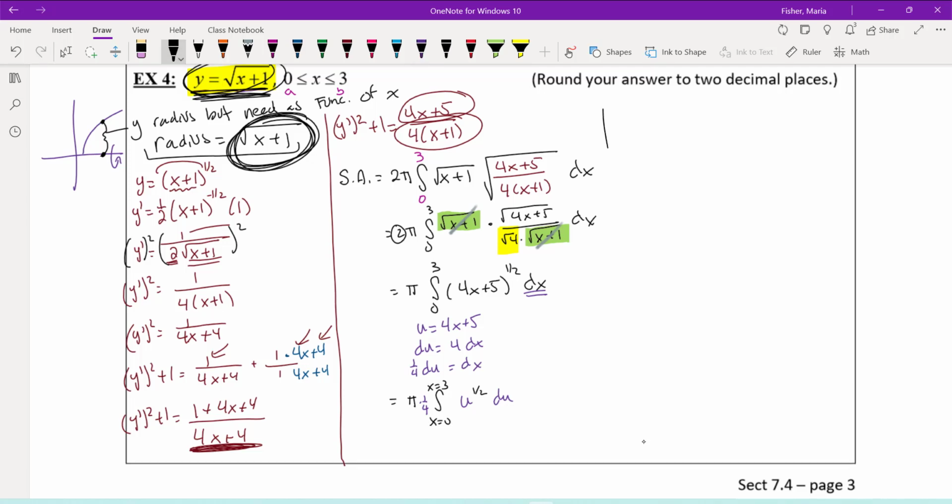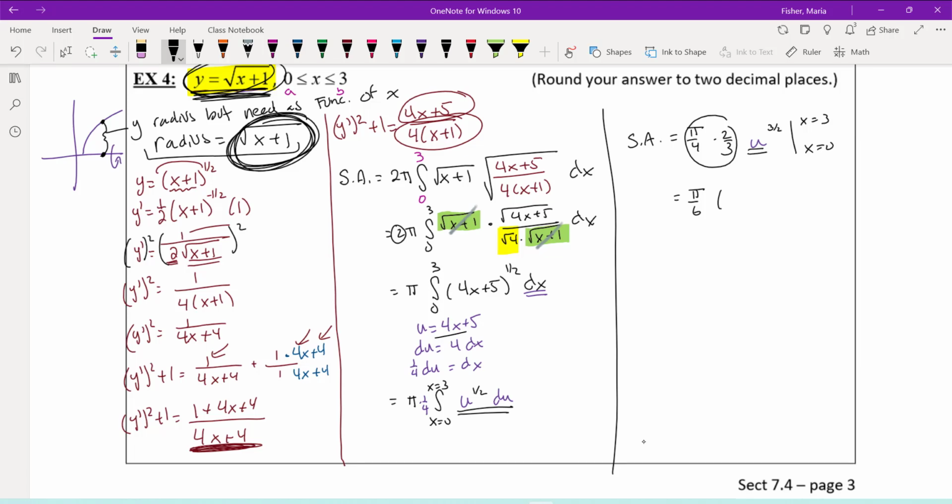Moving over to the right because we ran out of space again, the surface area is going to equal pi over 4, and then if I'm integrating u to the 1/2, I get 2/3 u to the 3/2, and this gets evaluated from x equals 0 to x equals 3. Cleaning this up, this becomes pi over 6. Getting out of u's and back into x's, we have 4x plus 5 raised to the 3/2 power, evaluated from 0 to 3.